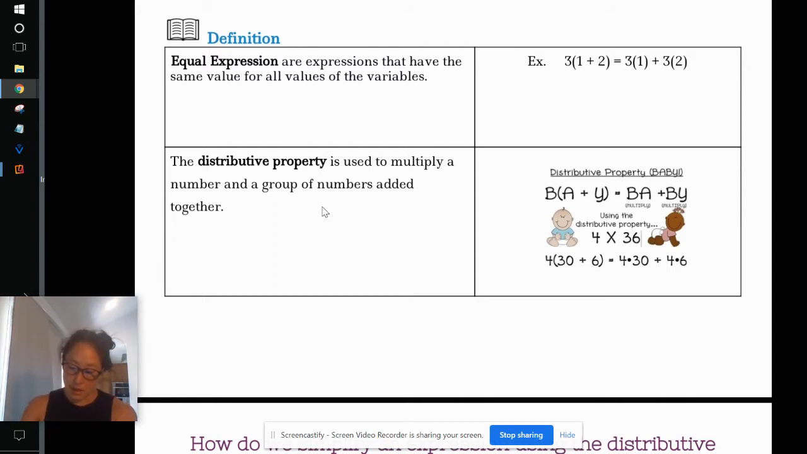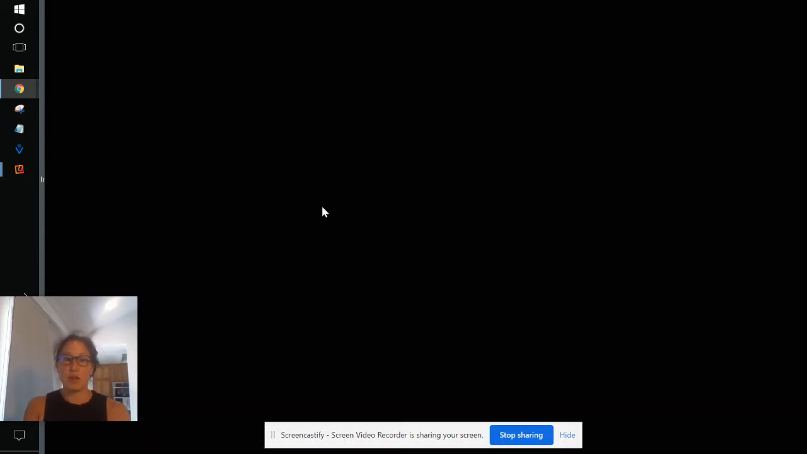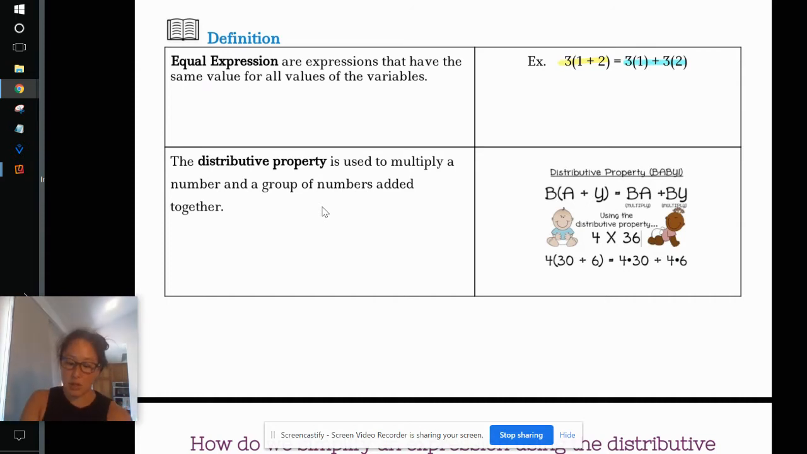Our first definition word is equal expressions. It's literally when one expression is equal to the other. On the left side, 3 times 1 plus 2 is one expression. And on the other side, 3 times 1 plus 3 times 2 is another expression. When we set them equal together, that makes an equation. So we're going to say that the left side and the right side are equal, which makes them equal expressions. So I'm going to simplify.